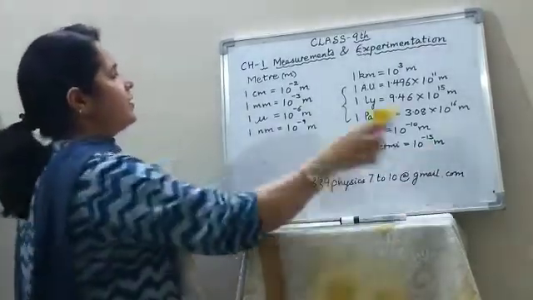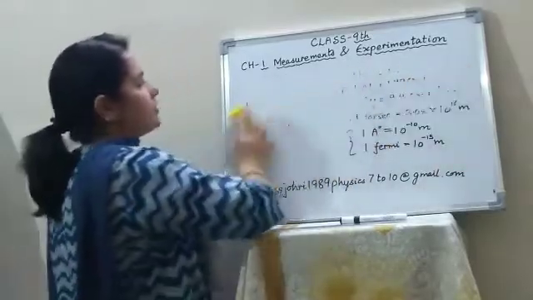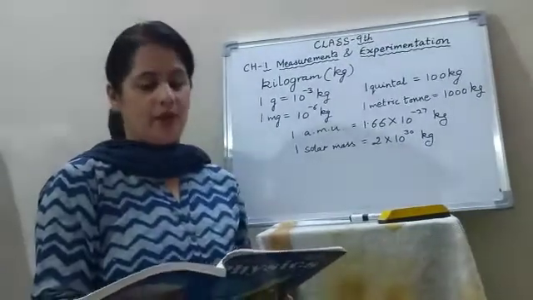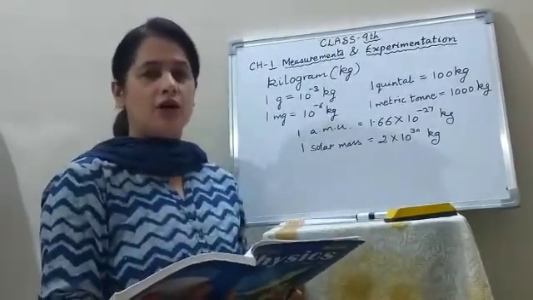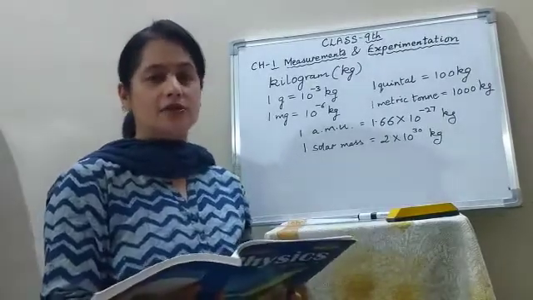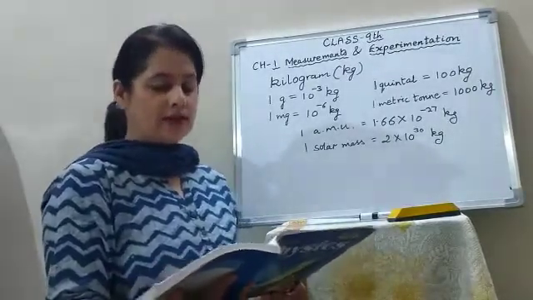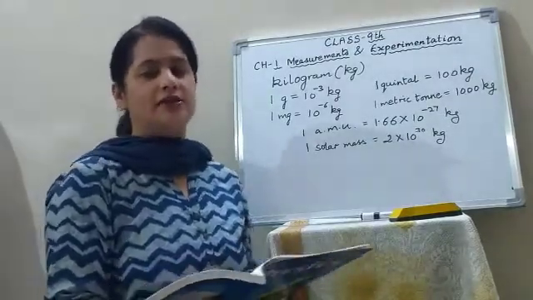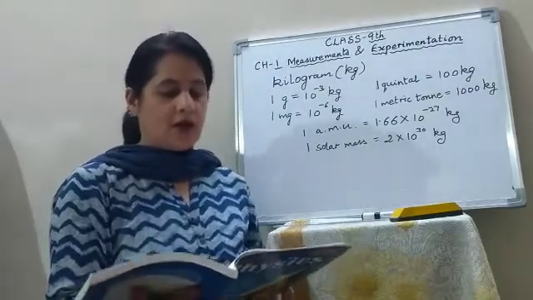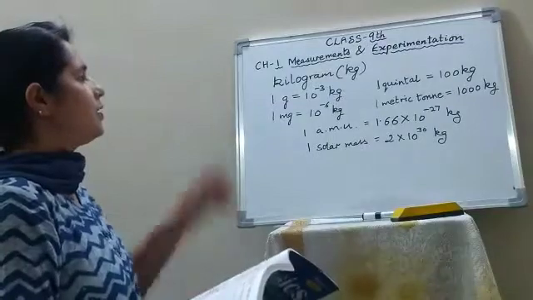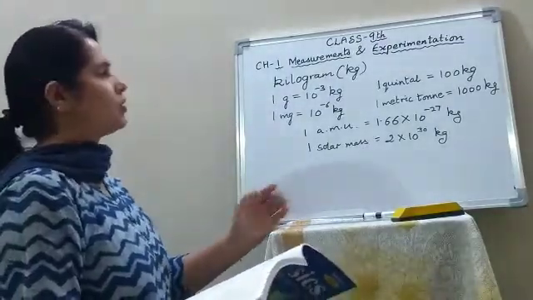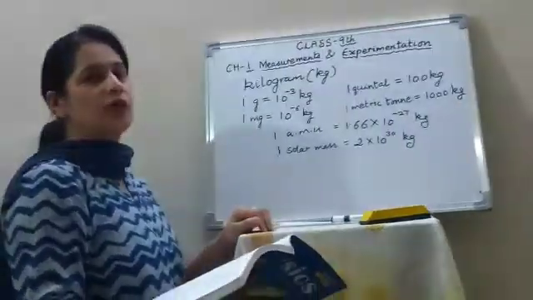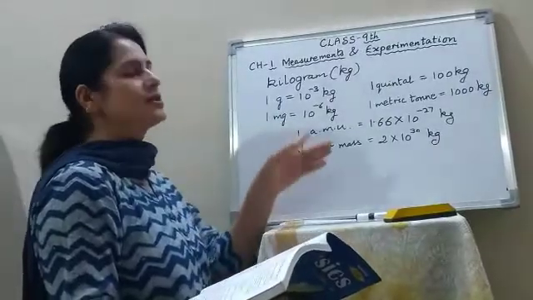Now, next is the unit of mass. Now, what is the standard unit of mass? The SI unit of mass is kilogram. In 1889, 1 kilogram was defined as the mass of a cylindrical piece of platinum iridium alloy kept at the International Bureau of Weights and Measures at Sèvres near Paris. Now, the sub-units are gram and milligram. And what is the relation? 1 gram is 10 to the power minus 3 kilogram. And 1 milligram is 10 to the power minus 6 kilogram.